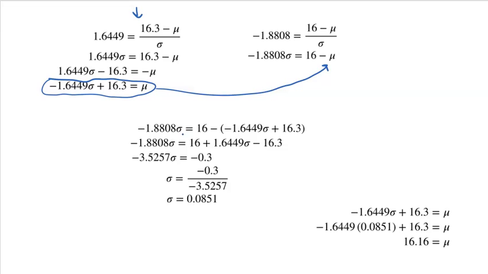So I have the negative 1.8808 sigma equals 16 minus, but instead of mu, I'm replacing it with what mu is, negative 1.6449 sigma plus 16.3. I then have to distribute that negative, which is going to give me positive 1.6449 sigma and minus 16.3. Now I have a pretty easy algebraic equation to solve. First off, I'm going to subtract the sigma to the other side. That's my variable. So I'm going to subtract 1.6449 sigma to the other side.